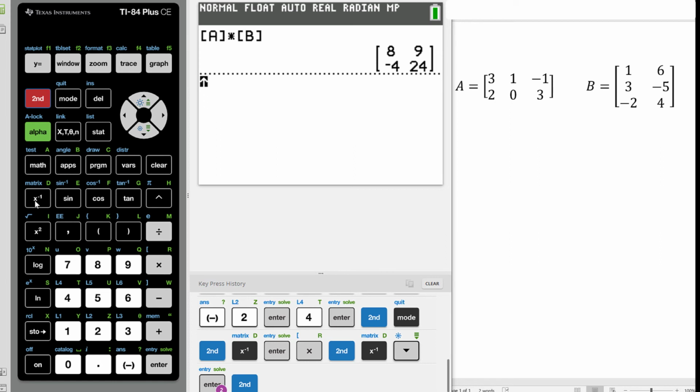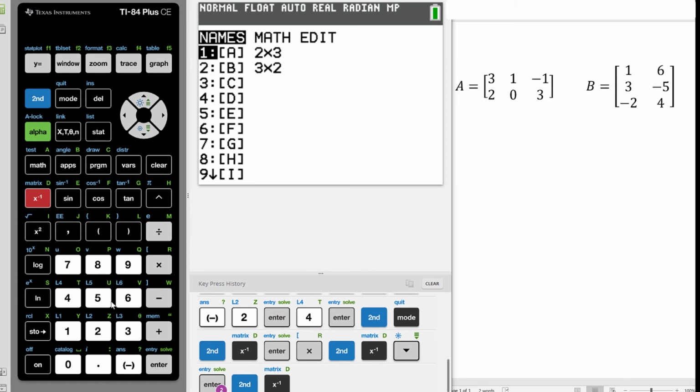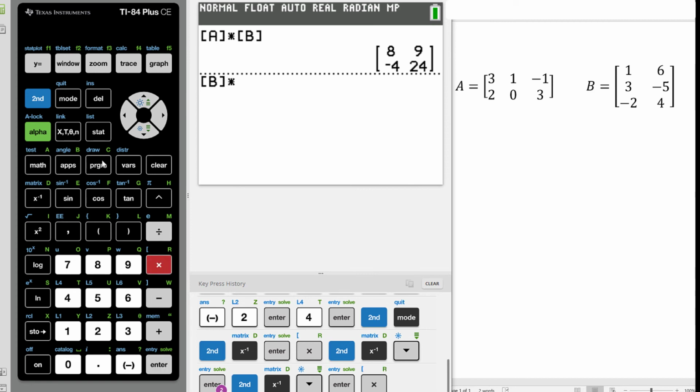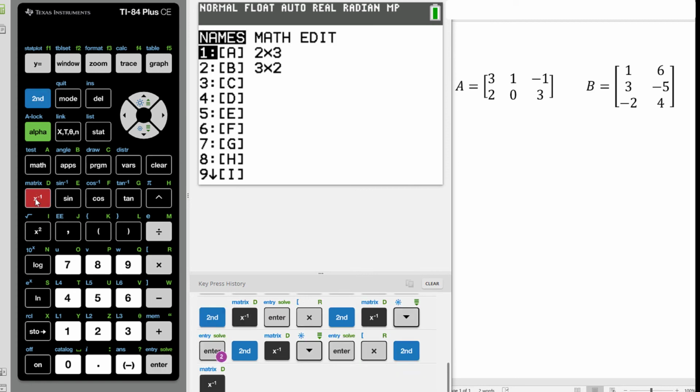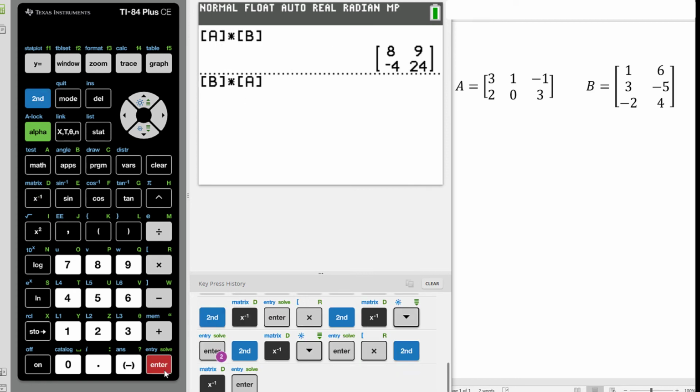Now, in order to show that matrix multiplication is not commutative, I'm going to multiply B times A. So I'm going to switch the order to make sure I put matrix B first, and then times matrix A, to show you that we will actually get a different matrix.